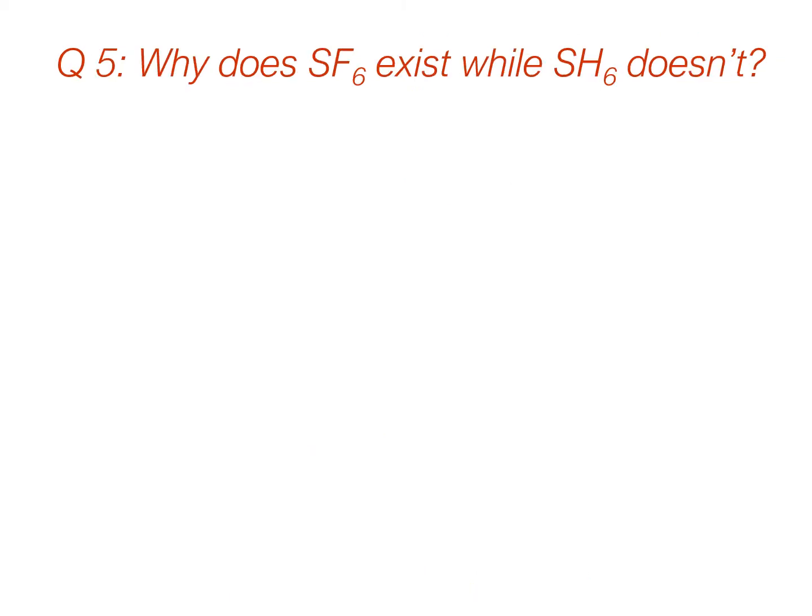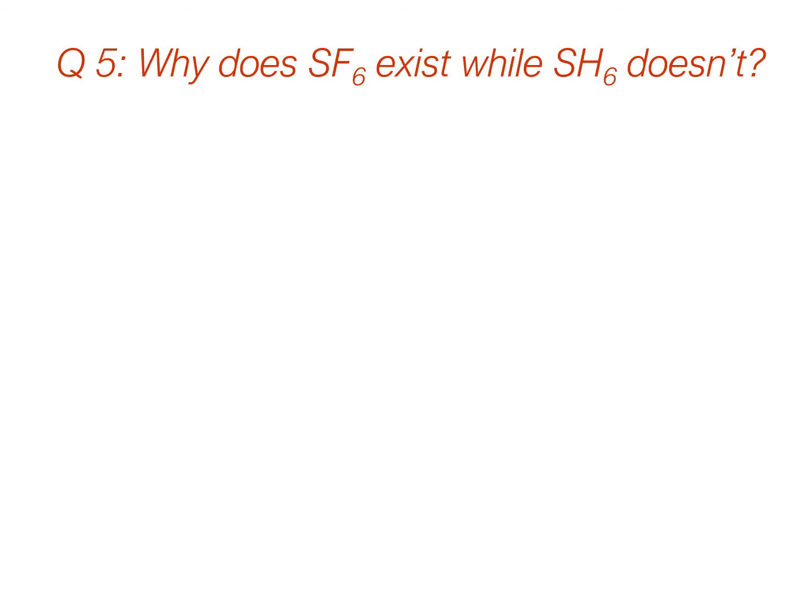Question 5 is a very interesting one because it's asking us to look at why one compound will exist while another seemingly very similar compound won't exist. And this has to do with a number of things such as oxidation state and the thermodynamic stability of products versus theoretical products. So let's start by looking at the oxidation state of it, because that gives us a really good indication off the bat of which will exist and which won't.